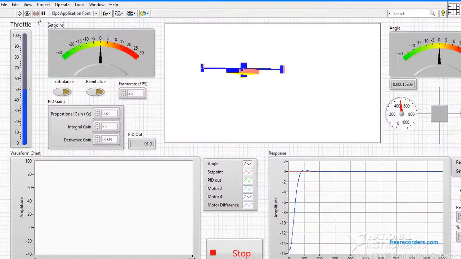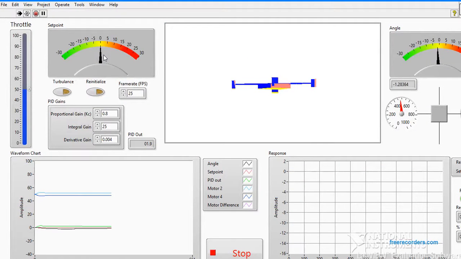This is the single axis quadcopter. We are showing 2 motors only here. I will run it. The quadcopter is flying now. You can see the waveform charts, the response. Now I am going to shift the quadcopter to the left.